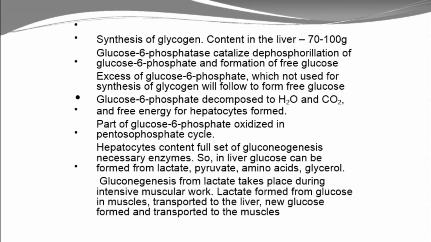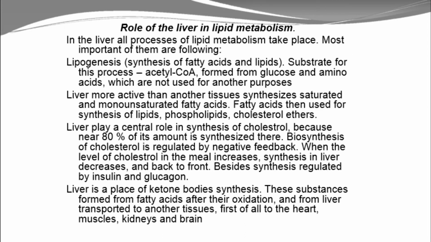Secondly, what role does the liver play in lipid metabolism? All the processes of lipid metabolism basically take place in the liver. The most important is lipogenesis, that is, synthesis of fatty acids and lipids. For this process we need the precursor molecule acetyl coenzyme A, which is formed from glucose and amino acids. Being an active organ, the liver synthesizes saturated and monounsaturated fatty acids, which can then be used to synthesize lipids, phospholipids and so on.